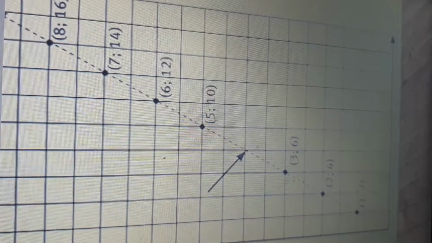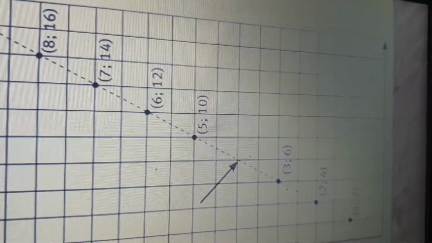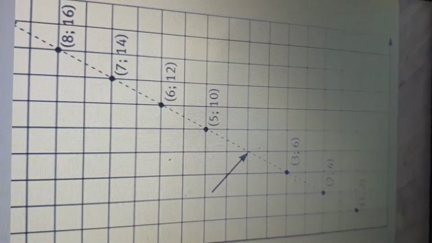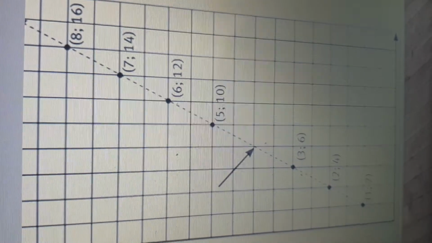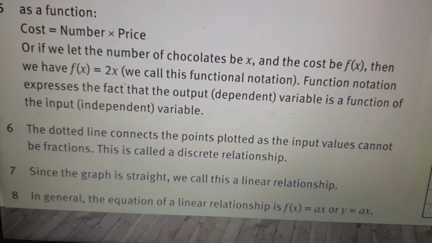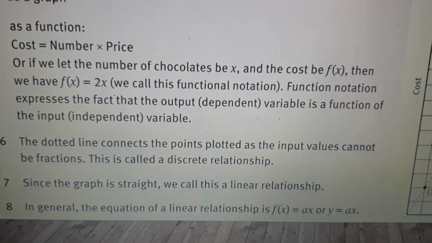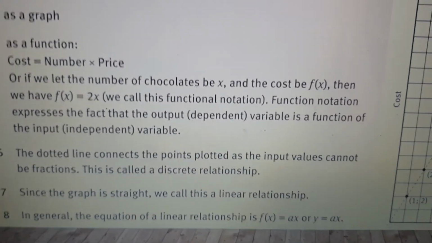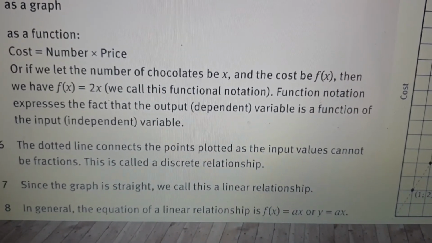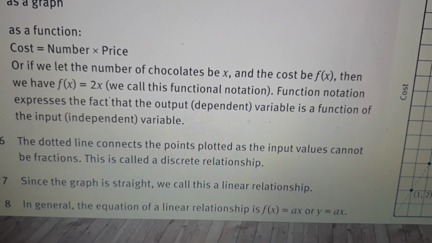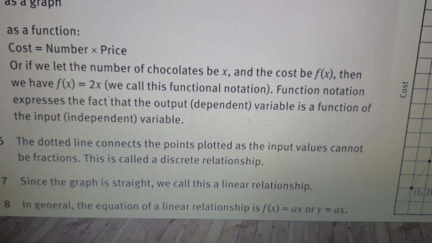Now, if we go back to the graph, we see that it is only a dotted line. Do you see we marked our dots, each chocolate, and then we have a dotted line. But all these dots go up to a straight line. So we call this a linear relationship. So in general, the equation that we use for a general relationship is f(x) or y equals ax.